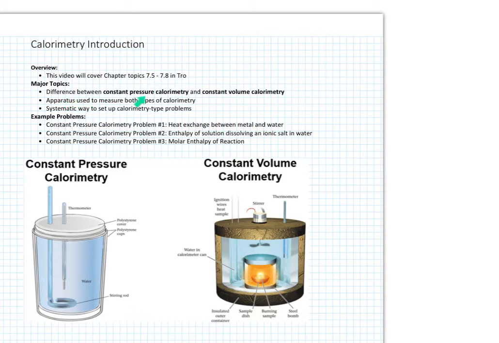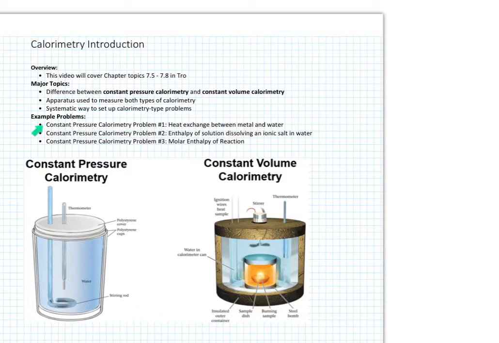So we're going to talk about the difference between constant pressure calorimetry and constant volume calorimetry. That's the first thing we're going to mention. And we'll briefly explain the apparatus used to measure these flows of heat in a chemical system. And then I'm going to show you a systematic way to set up calorimetry problems. I think I taught this class for several years before I figured out what the systematic way of doing it is. Most textbooks show you the correct way to do it, but they leave out a couple steps in the beginning. So I'm going to show you, starting from the first steps, how to break down and solve a calorimetry type problem.